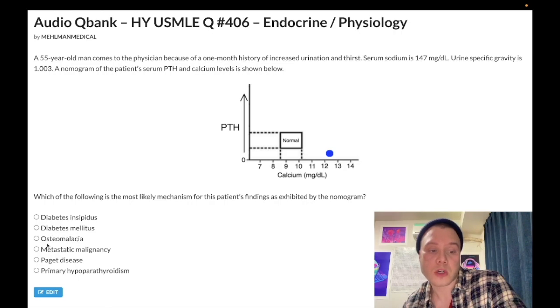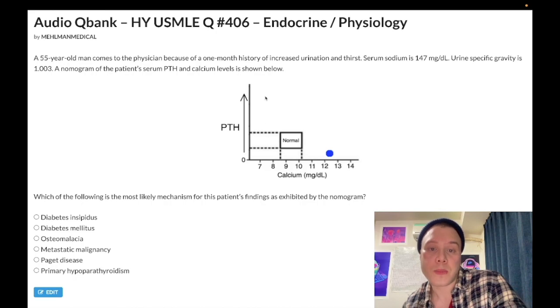Choice C, osteomalacia, wrong answer. This is vitamin D deficiency, okay, in adults, rickets in children. So if we had vitamin D deficiency, we'd have decreased small bowel absorption of calcium. So calcium would be low, not high. So instantaneously, you know it's the wrong answer. And PTH will go up to compensate because of the low calcium.